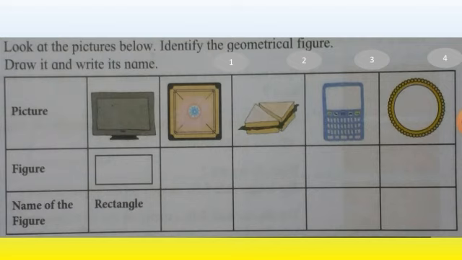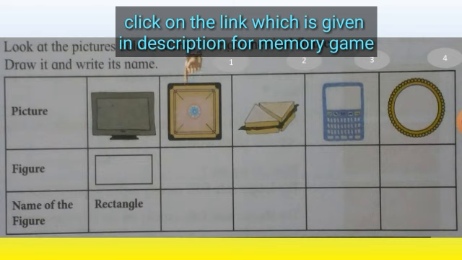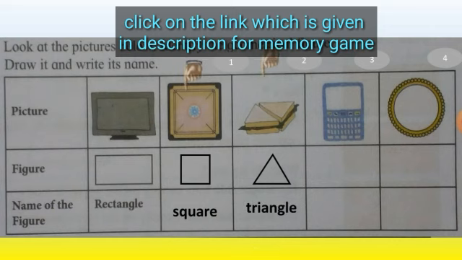Here we see some pictures. We identify the figure of this picture. The first picture is carom. Its figure is like this and its name is square. The second picture is sandwich. Its figure is like this and the name of this figure is triangle.